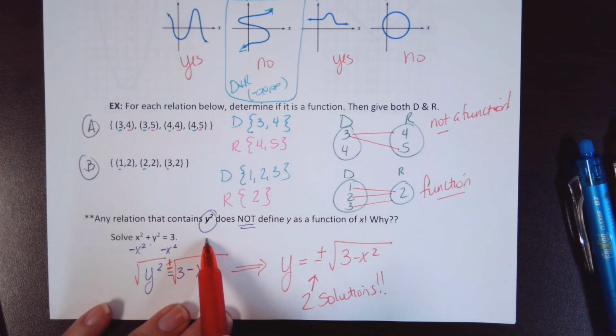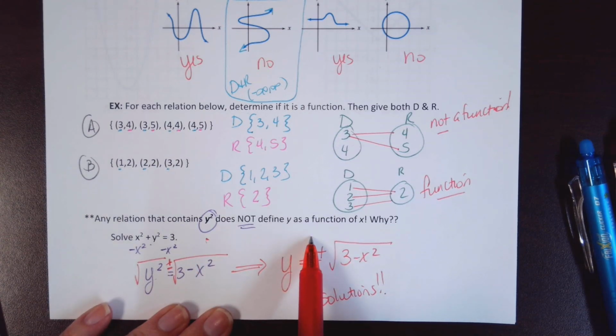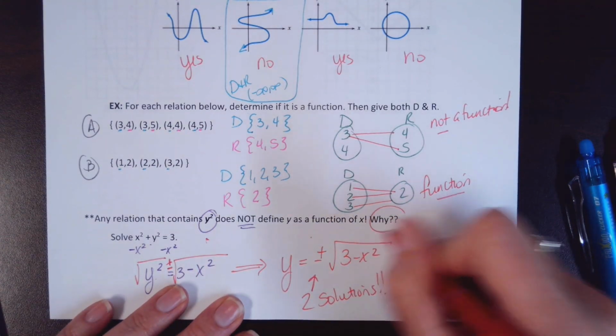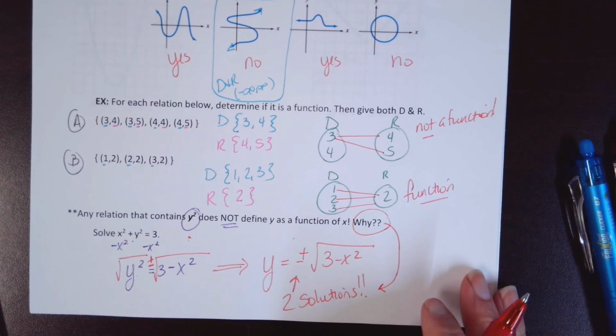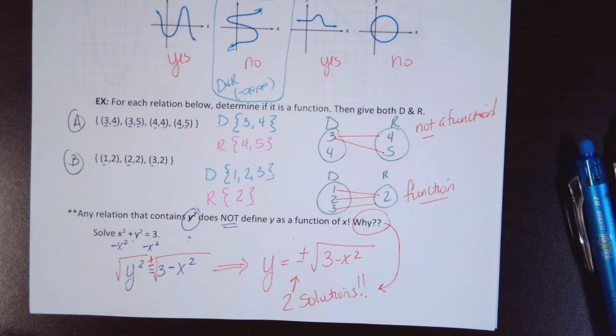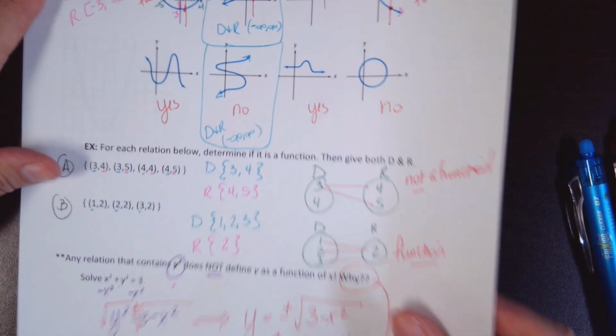Anytime I start with a y squared, y is not defined as a function of x because it gives me two solutions. There's not just one output for each input.